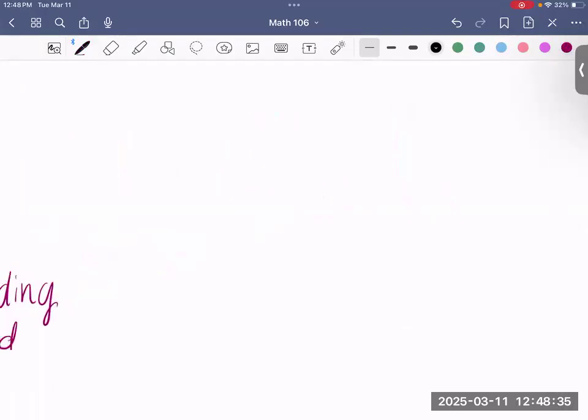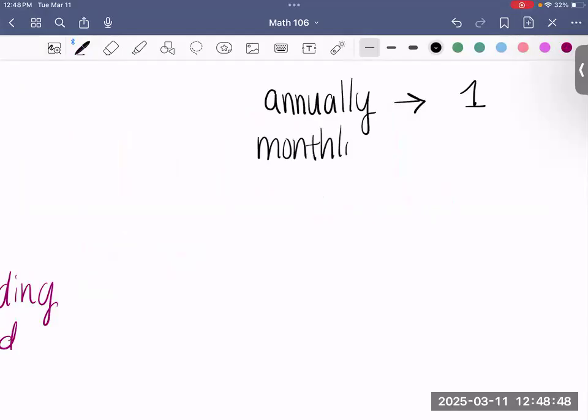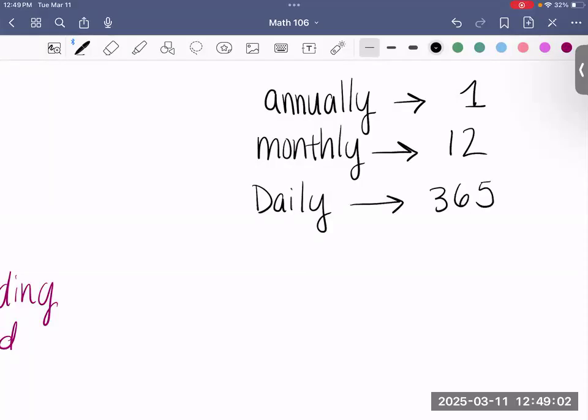And this is always over some sort of a yearly context. So if we say, hey, we have annually. Annually means that it's only happening one time in the year. Monthly. How many months are there in a yearly context? Well, there's 12 months in a year. What about daily? Daily, there are 365 days in a year. And weekly, there are 52 weeks in the year.